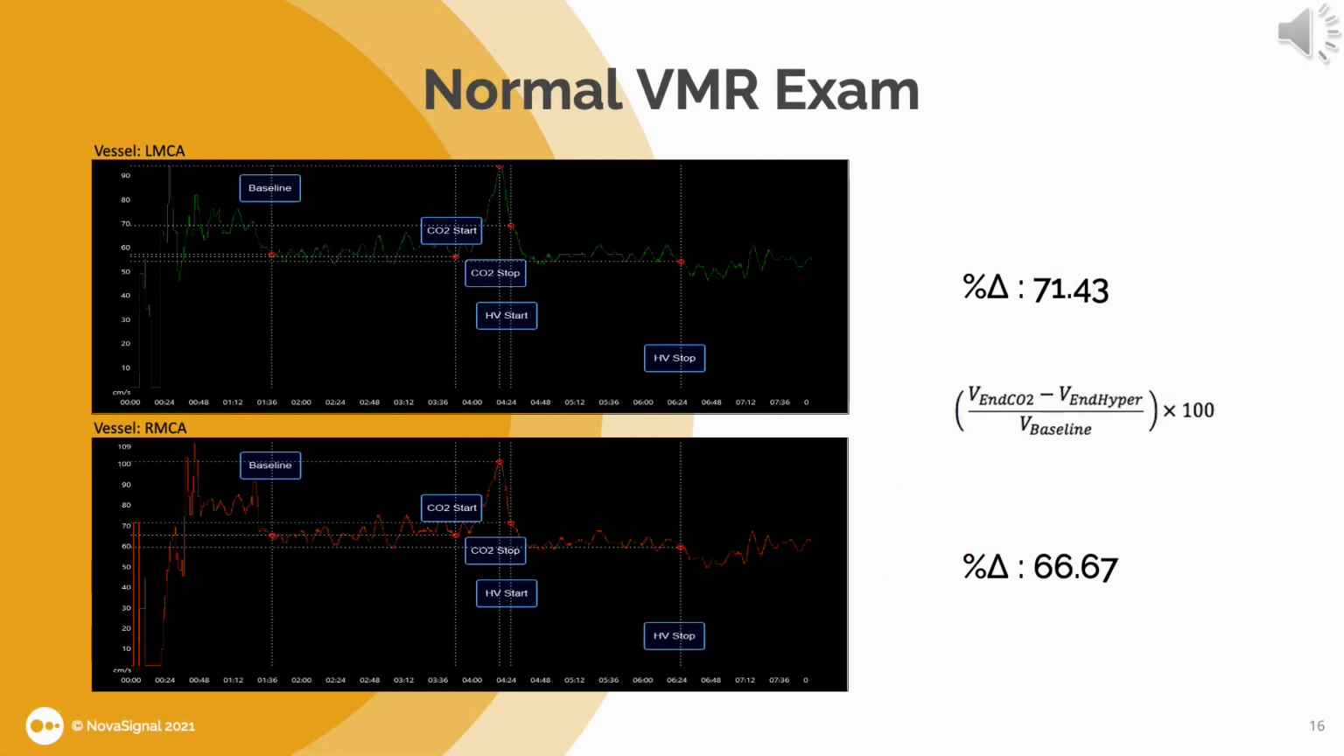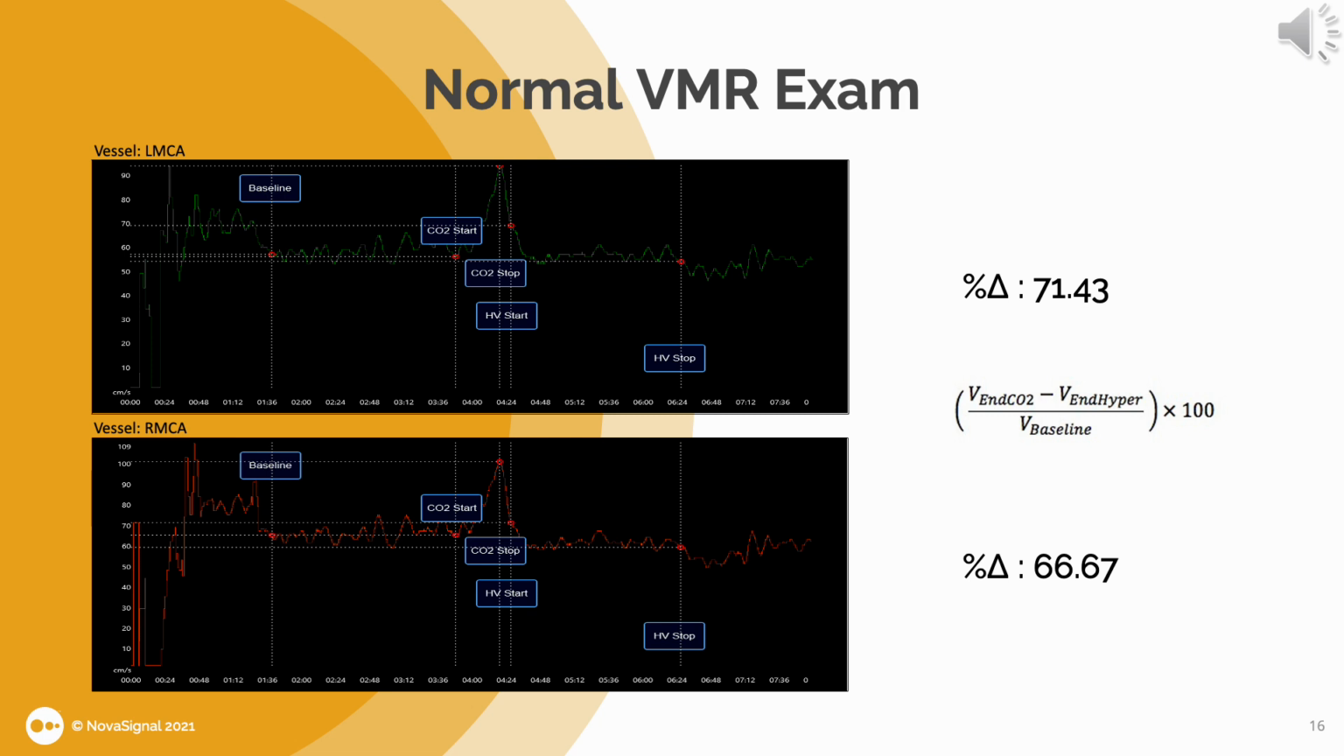Here we can see what a normal VMR exam would look like. We see both the left MCA on top and the right MCA on bottom. You can see a baseline of at least 2 minutes was obtained before the patient was asked to hold their breath to induce the hypercapnia response, which can be seen by the increase of mean flow velocities in both MCAs.